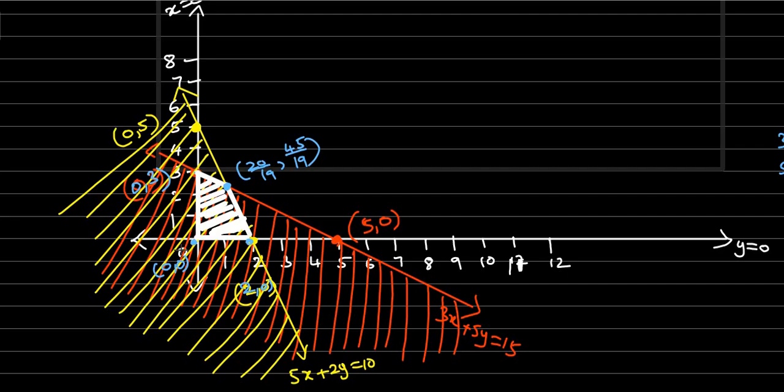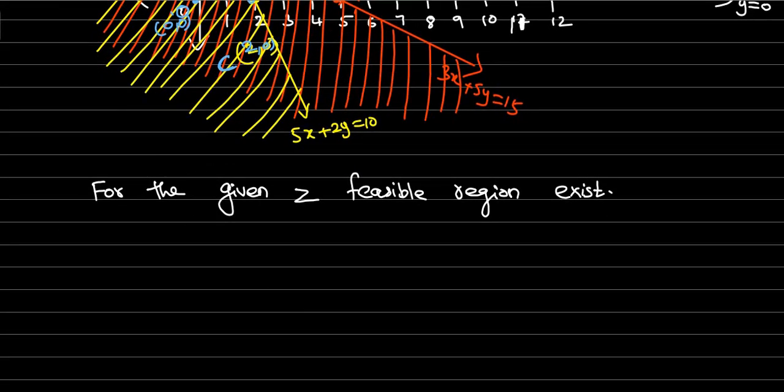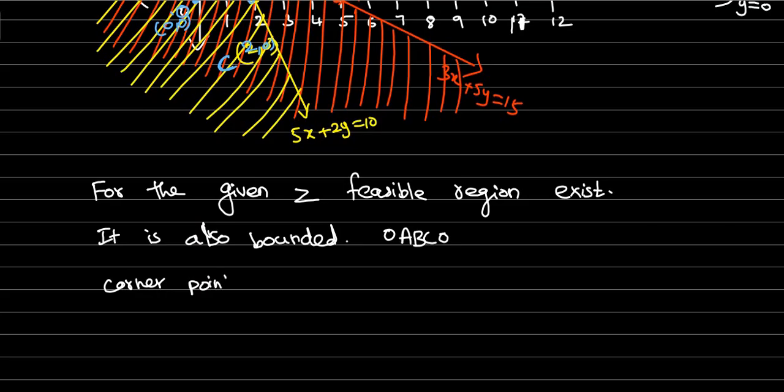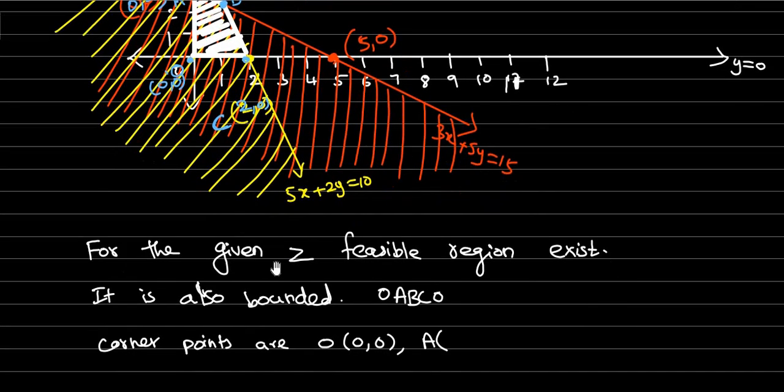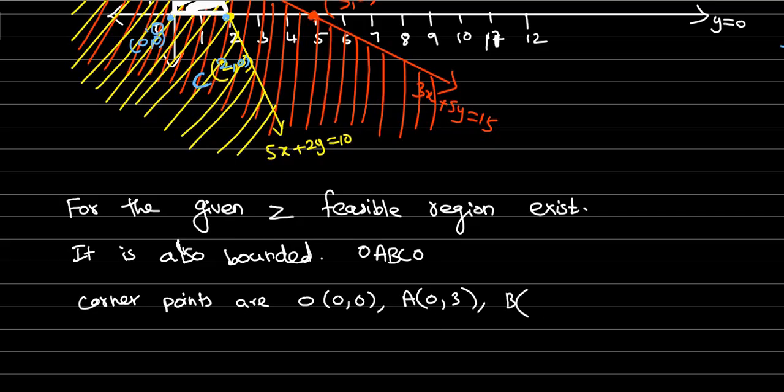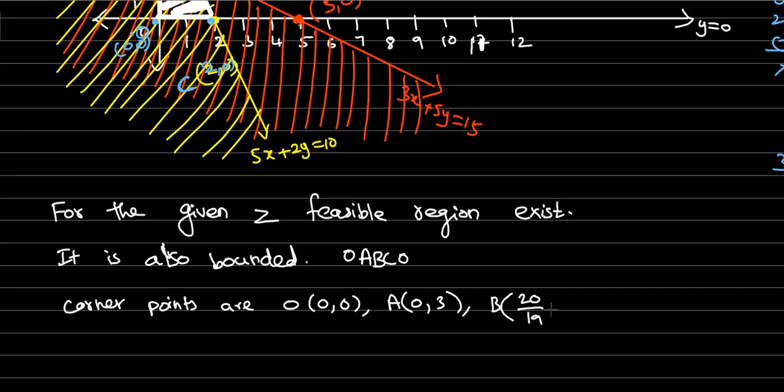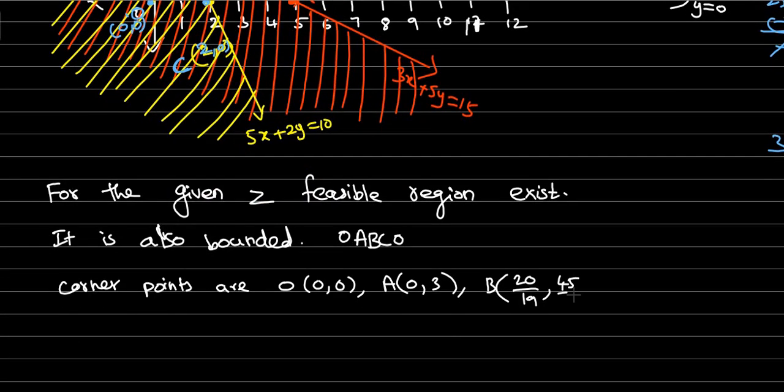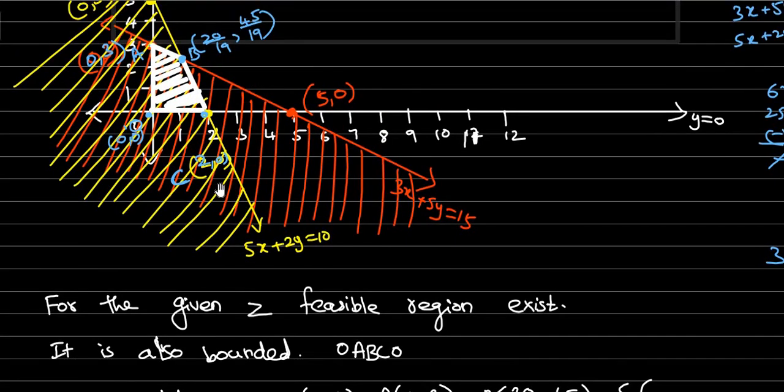Okay, so let's also name the corner points O, A, B. Let's take this as C. So O, A, B, C, O will be the bounded region. So the corner points are: O is 0 comma 0, A is 0 comma 3, B is 20 by 19, 45 by 19, and then C is 2 comma 0.